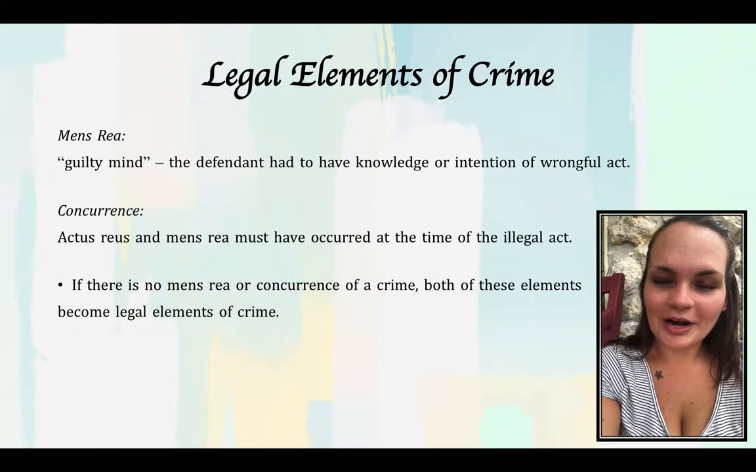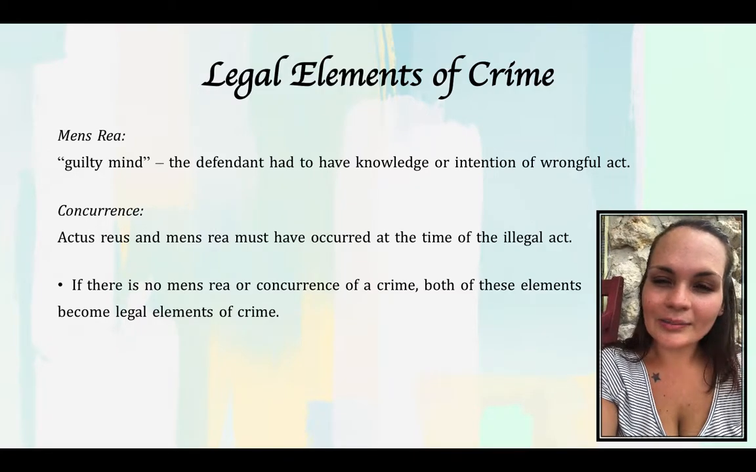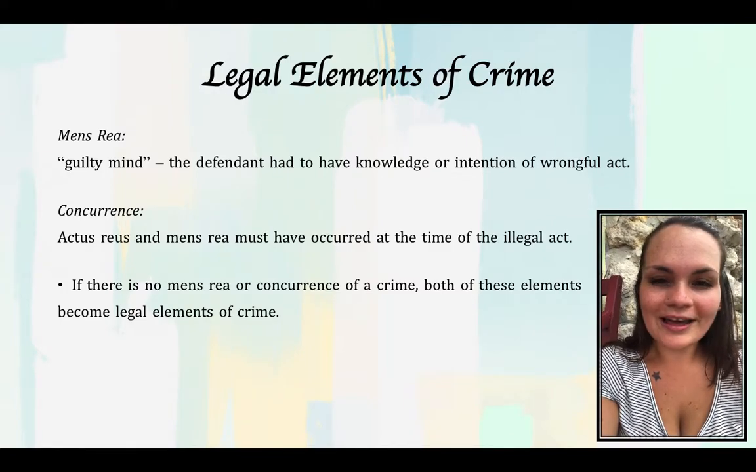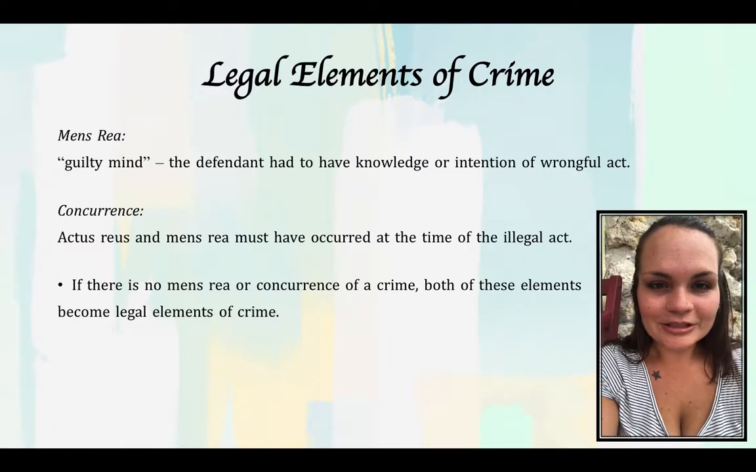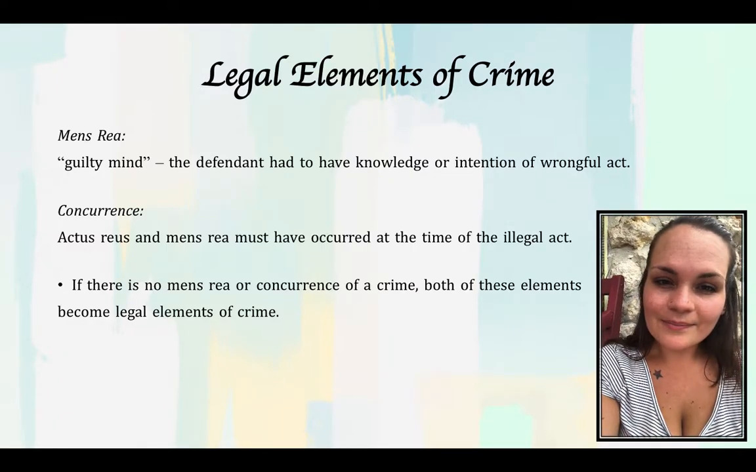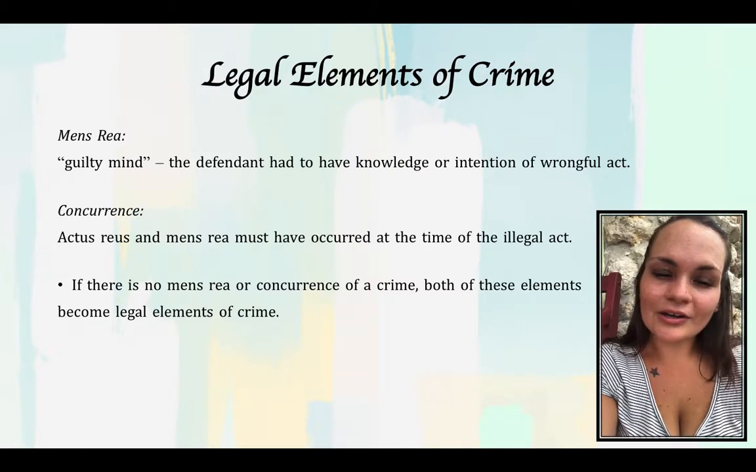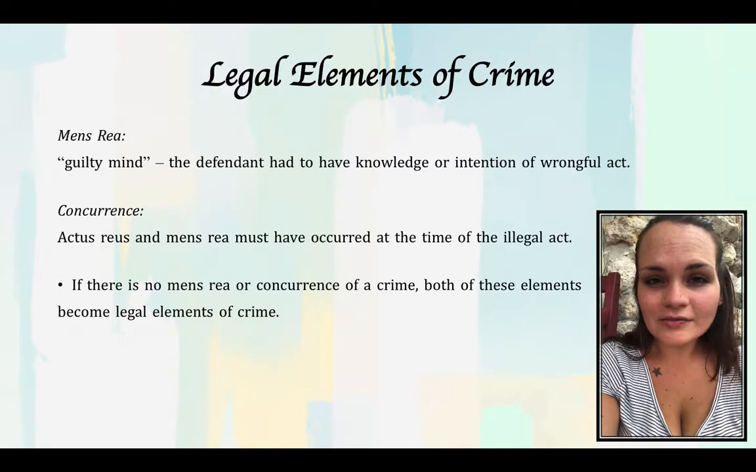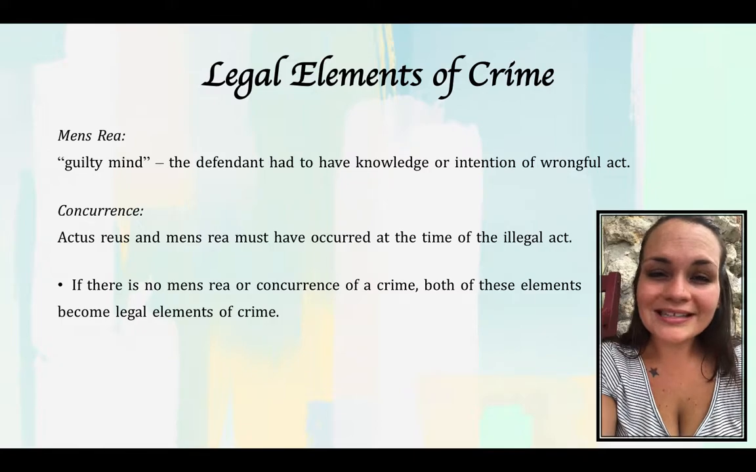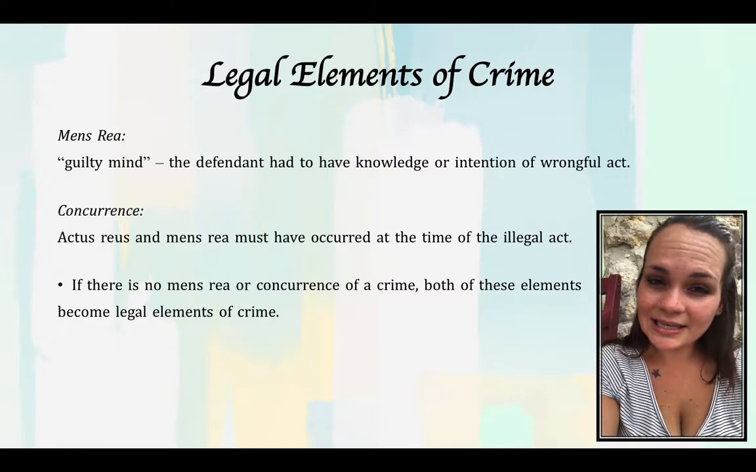Legal elements of crime. Actus reus, mens rea, and concurrence are all elements that are essential to be proved in court in order for a criminal to be liable. Now, mens rea, which is also known as guilty mind, means that defendant knew or had the intention of the wrongdoing. And concurrence means that actus reus, which is the act, and mens rea, the guilty mind, happened at the same time during the criminal act that the defendant did.